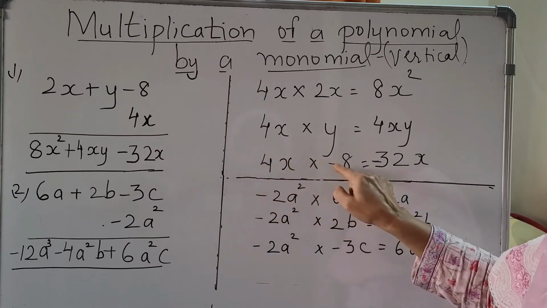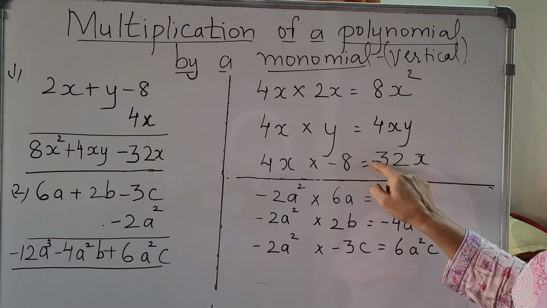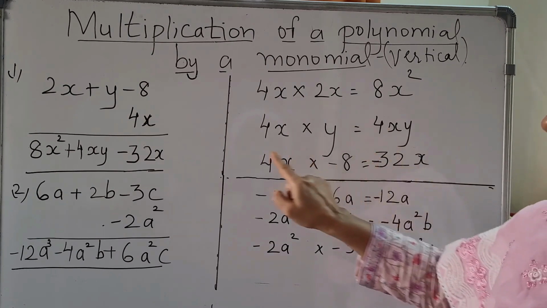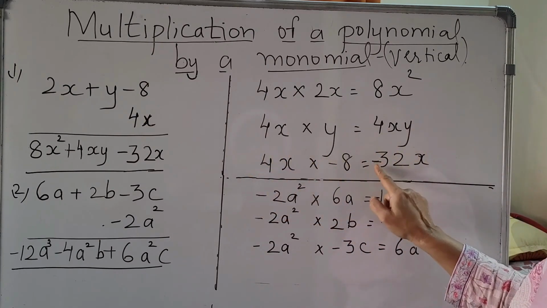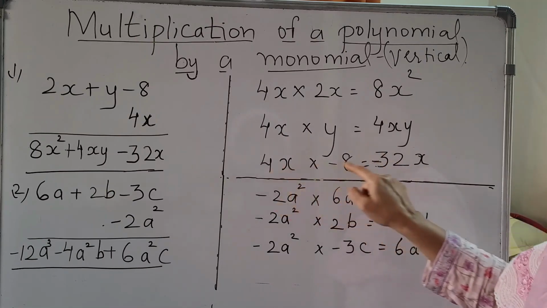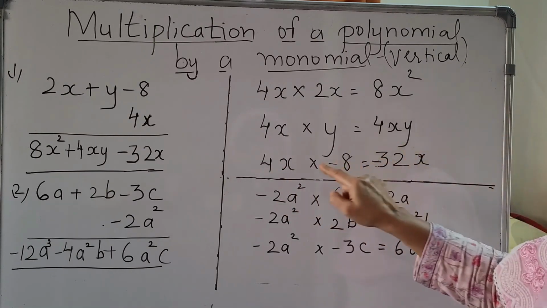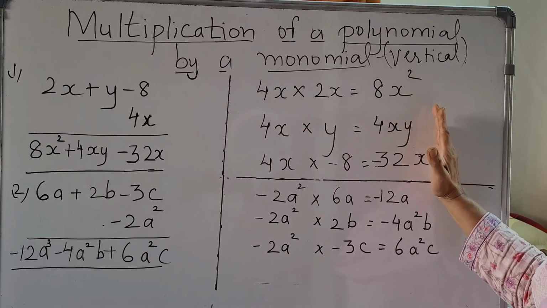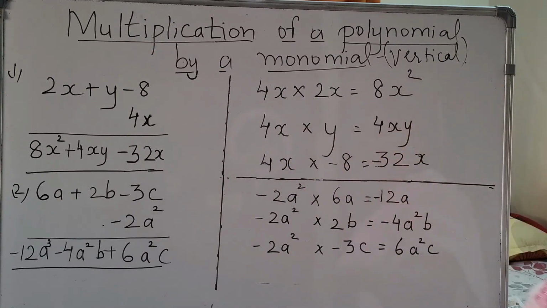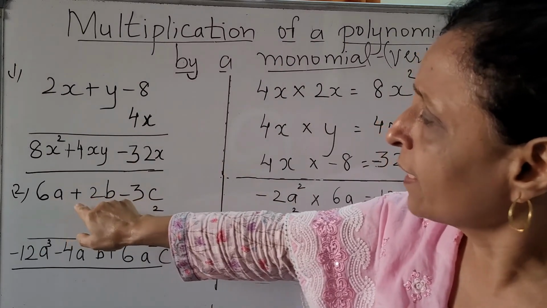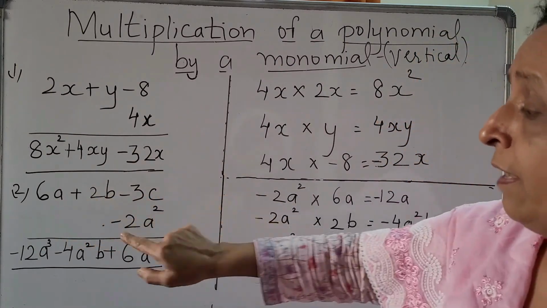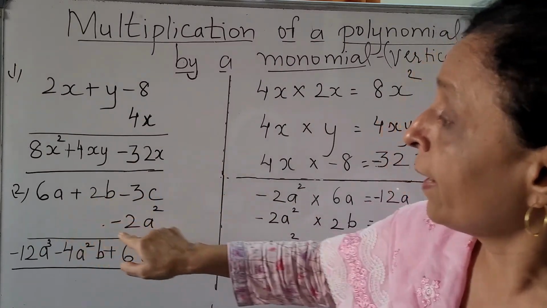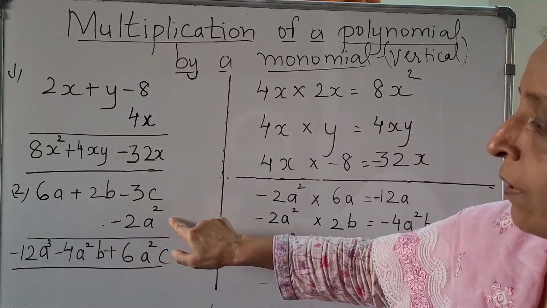Here it is plus and minus, the sign will always be minus. Remember, when the signs are different, you have to write minus. 4 into 8 is 32. Variable only x. So this is how you check the answer. Now the next example is 6a plus 2p minus 3c multiplied by minus 2a square.